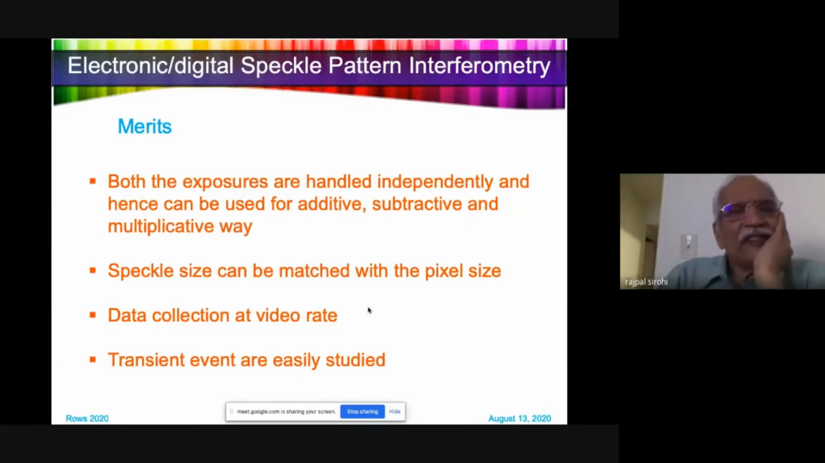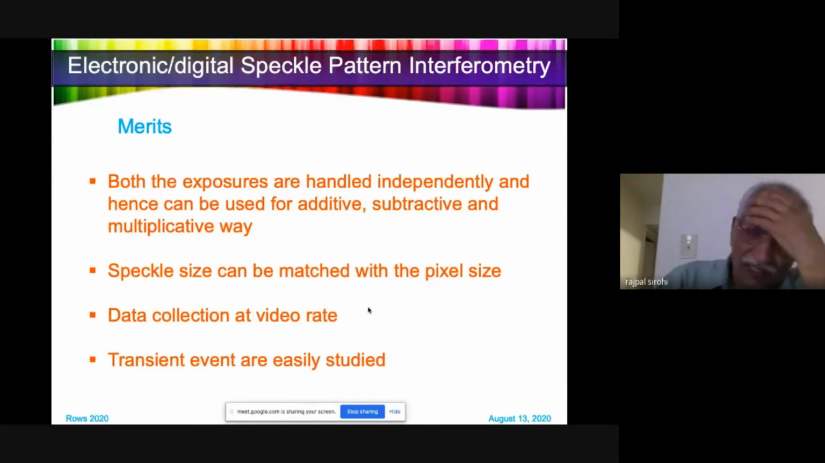What is the good part about speckle pattern interferometry? In photography, I have to record one after the other. So both the patterns are on the same plate, recorded one after the other, and there is no way I can individually handle them. In the case of a speckle pattern, they can be handled independently. You record it, store it, record another one, and then you can manipulate the way you want.